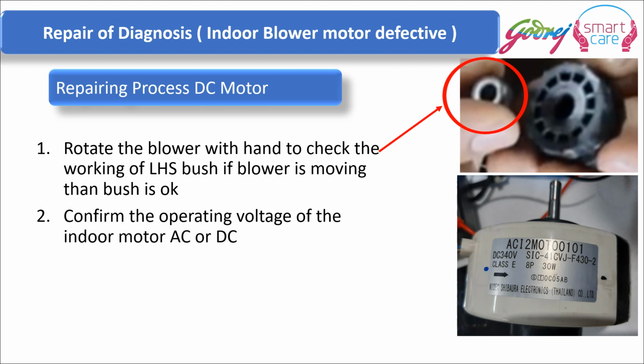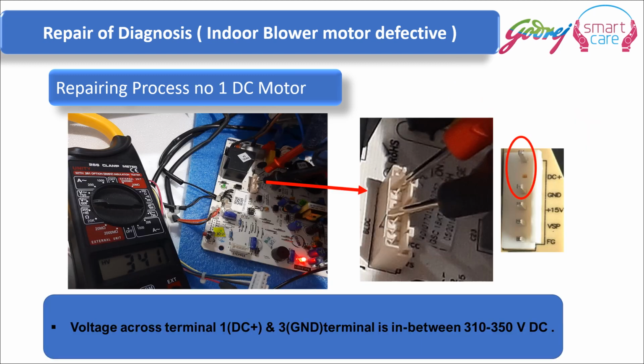We have to rotate the blower with the hand to check the working of the left hand side bush. If the blower is moving, then the bush is okay. Confirm the operating voltage of the indoor motor, AC or DC. The voltage across terminal 1 DC plus and 3 ground terminal is between 310 to 350 volt DC.